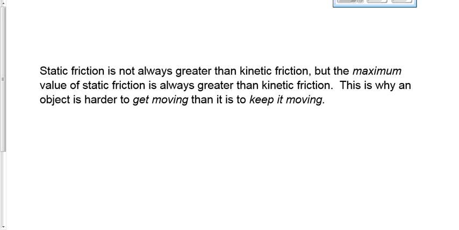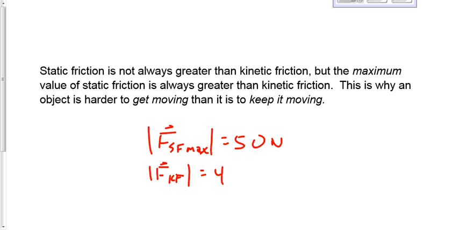Now, this paragraph comes down to what I said a few minutes ago as well. Static friction is not always greater than kinetic friction, but the maximum value of static friction is greater than kinetic friction. So if the max value of static was 50, kinetic would be more like 40. Just because the max value is 50, though, that doesn't mean that's what static friction is. Let's say in a particular situation, the maximum value of static friction is 50. The force of kinetic friction in that situation is 40.